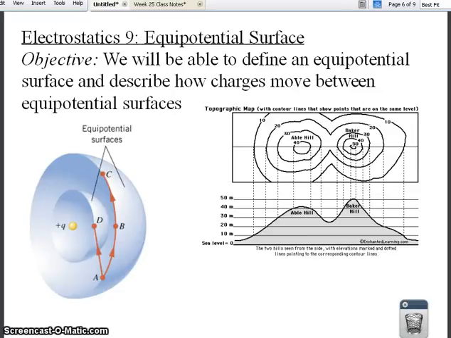Good morning, class, and welcome to this lesson on Electrostatics 9: equipotential surfaces, or equal potential surfaces. Today, we will be able to define an equal potential surface and describe how charges move between equal potential surfaces.